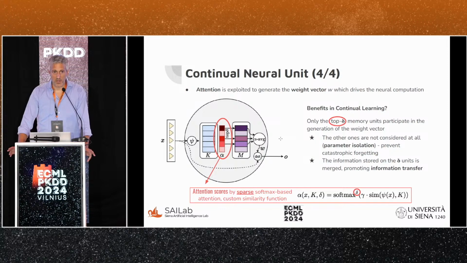This computation of attention is sparse in the sense that we have to specify this parameter delta, an integer that tells how many memory units you want to consider every time. If delta is 3, when you provide some data, this neuron is going to consider only 3 rows of that matrix, and it will not consider the others at all. So when you learn, the memory units that are not considered will not be updated, and it will preserve the information. It's a way to implement parameter isolation. And the fact that you select delta units with delta greater than 1 means that you're also blending the information from these delta units. So we are promoting also transfer of information among a subset of the whole units.